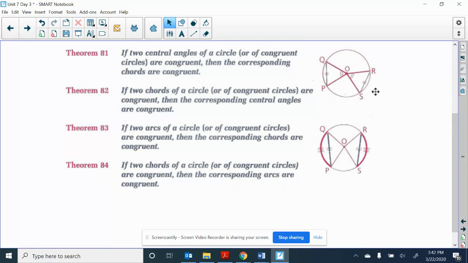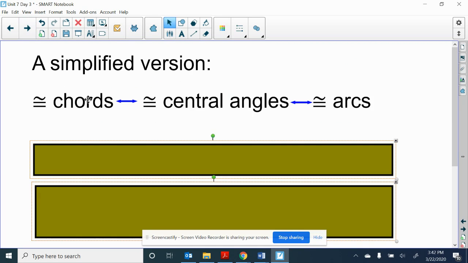83 and 84, well, we saw a relationship between angles and chords and angles and arcs. So 83 and 84 are the relationships between chords and arcs. If the chords are congruent, then the arcs that they cut off are congruent, and vice versa. There is a nice way to summarize all of this, and that's just by saying congruent chords, if and only if congruent angles, if and only if congruent arcs.